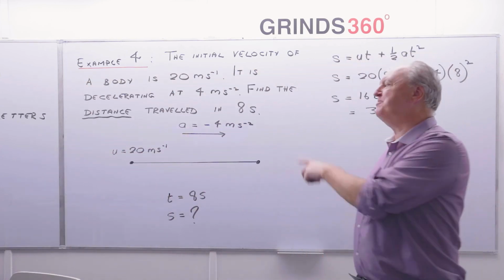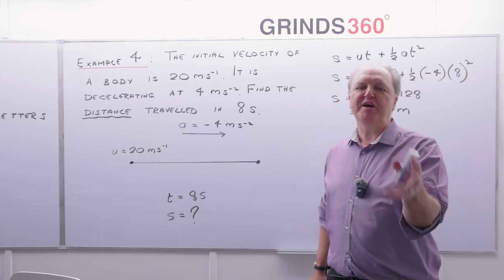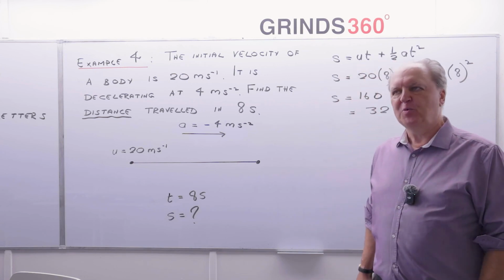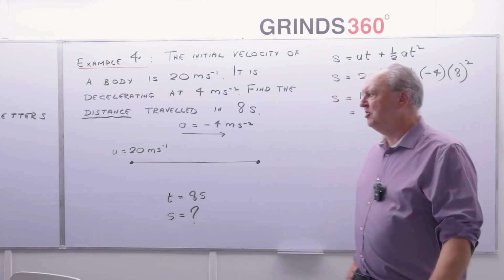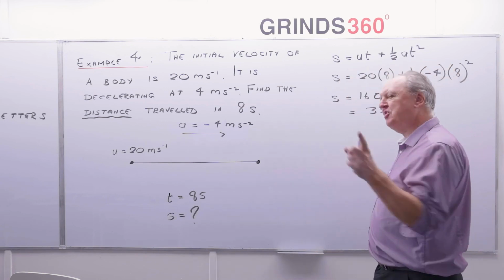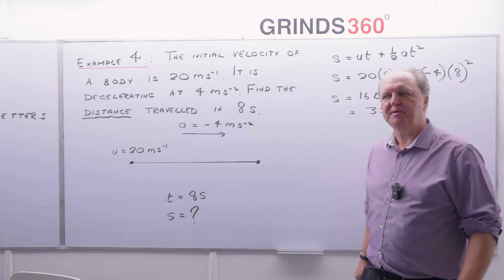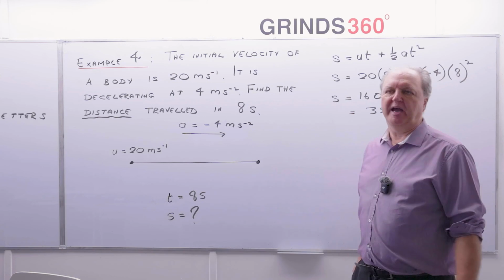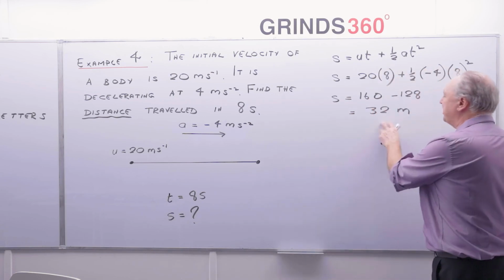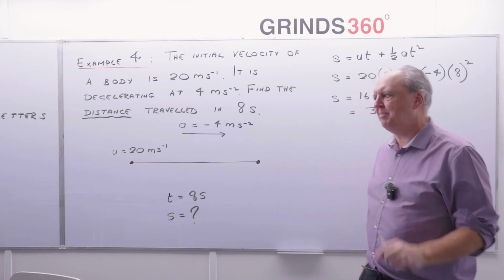So that is my distance if I didn't change direction. How do I know if I changed direction? Well, to change direction I have to stop. So what I would like to do is this: I would like to know how long it takes me to stop. If the time it takes me to stop is over 8 seconds, then that's my answer. If it's less than 8 seconds, then I've got to think about it.